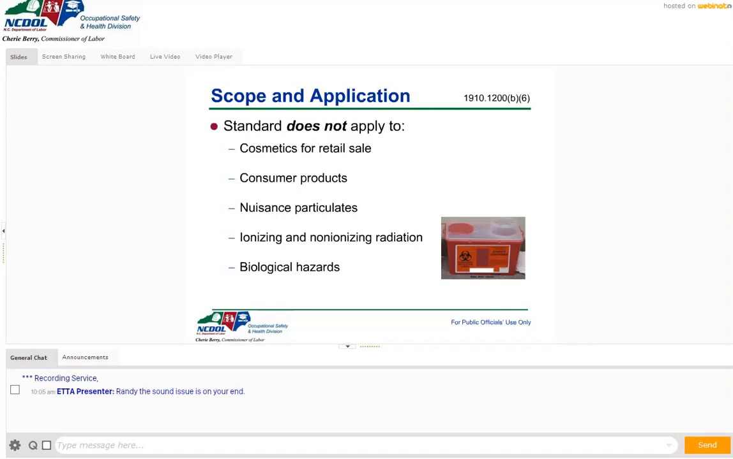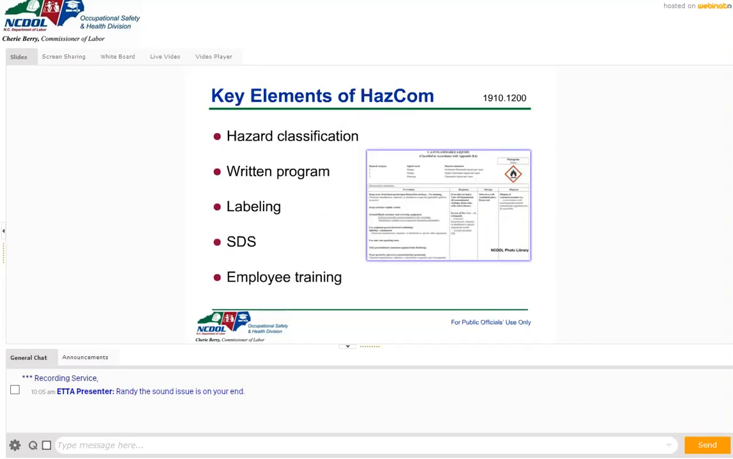Okay, so you've already named the elements at the beginning of the webinar that auditors or inspectors would be looking for. And now those chemicals are going to have to be classified by the manufacturer. But then those other elements you've already named as being required elements in the program.